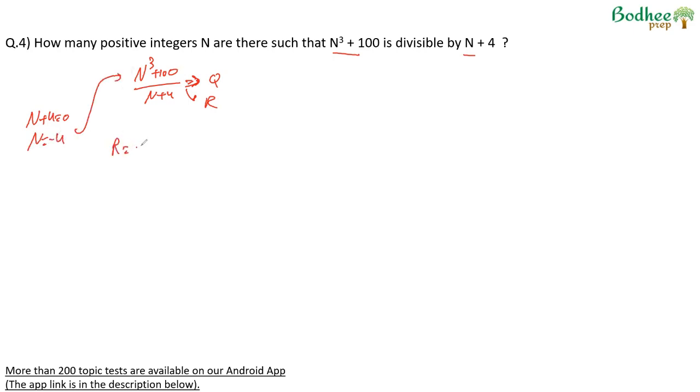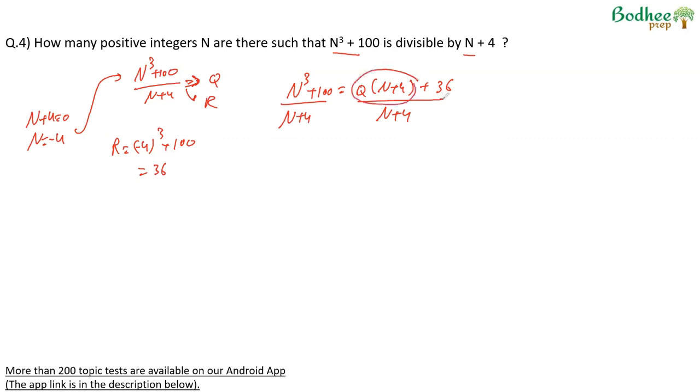So the remainder will be minus 4 cubed plus 100, which will be 36. Now, if I look at the expression n cubed plus 100, this can be written as some quotient into divisor plus the remainder, which is 36. We want to divide n cubed plus 100 by n plus 4. So we divide this by n plus 4.